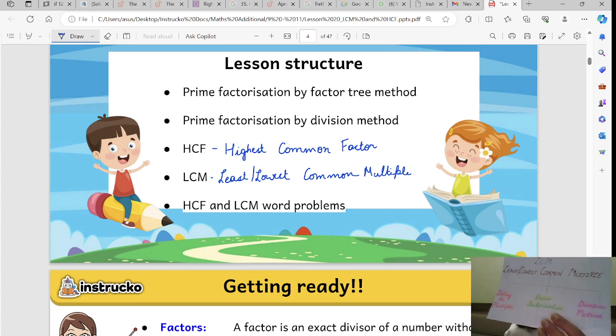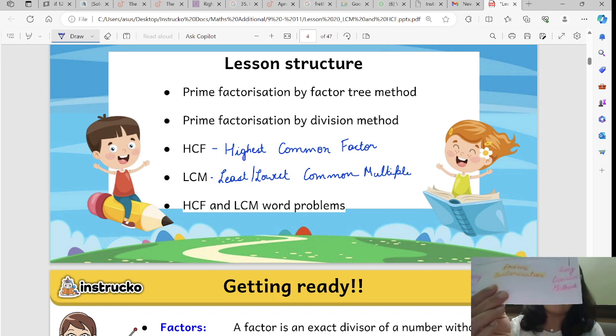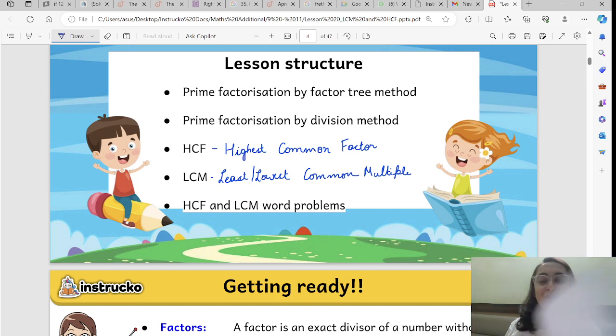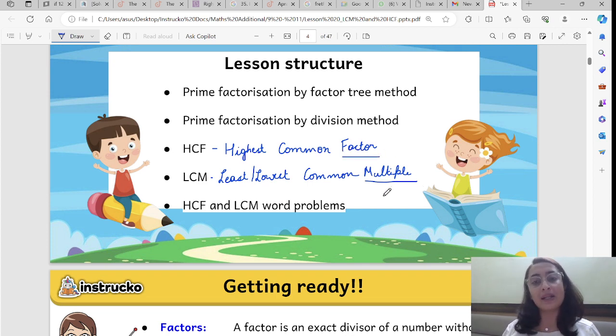I want you to notice here that for LCM we use the division method, whereas for HCF we use the long division method. So just to make sure that these two methods are different and they shouldn't be confused with each other. Okay. Now, before we start, let's understand the two major terms that we see here. One is factor and the other is multiple.